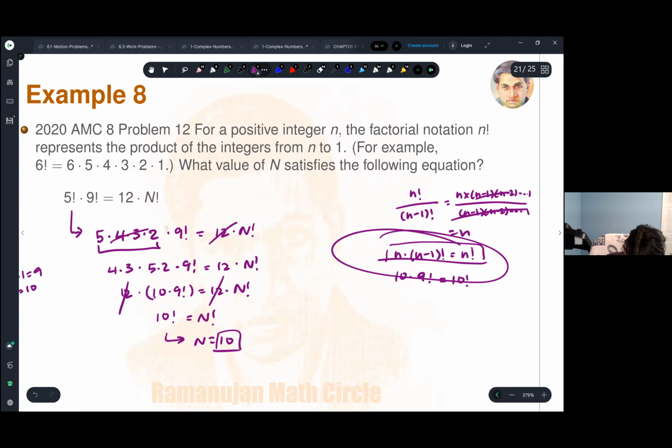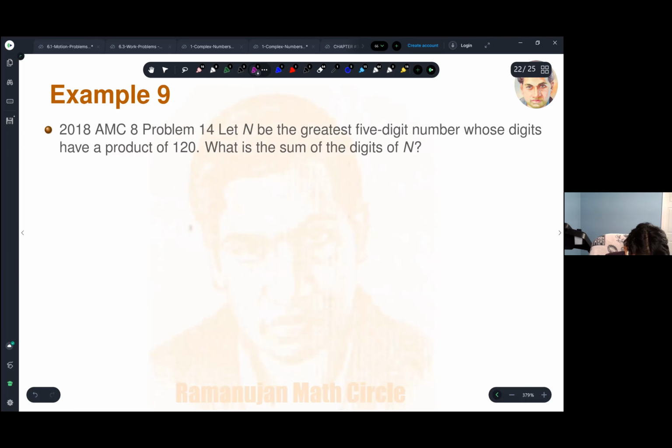Okay. Next example: let n be the greatest 5-digit number whose digits have a product of 120. What is the sum of the digits of n? So I'll give you some time to work on it, and then we'll come back and discuss.